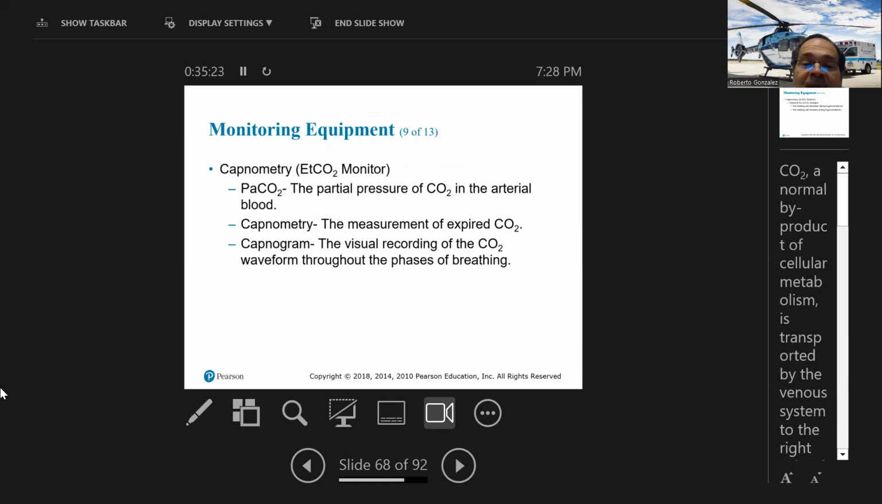The patient's pressure of CO2 in the arterial blood, capnometry, is the measurement of expired CO2. The capnogram is a visual recording of the CO2 waveform throughout the phases of breathing.